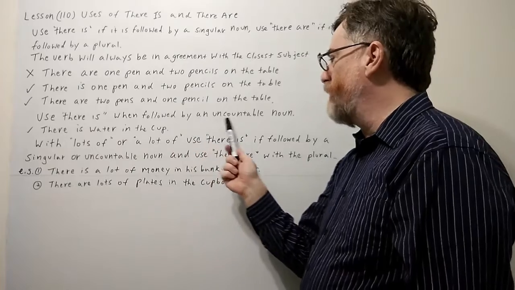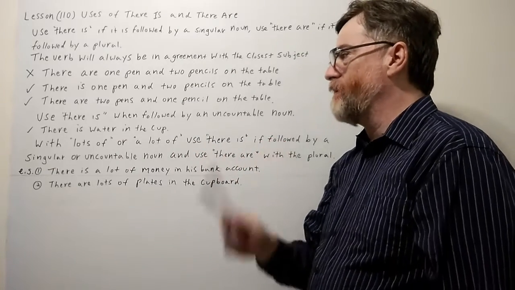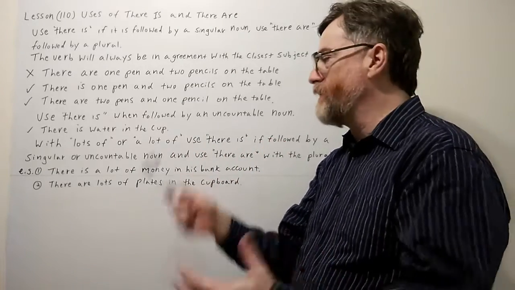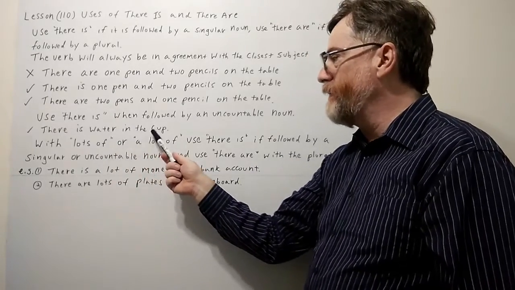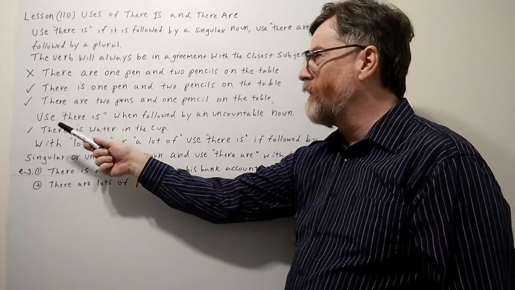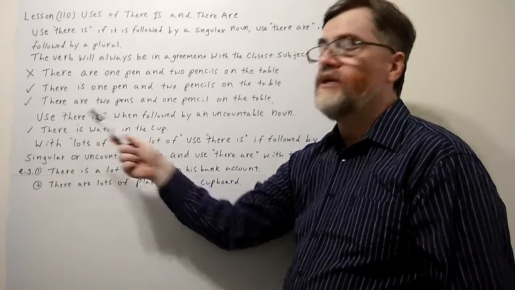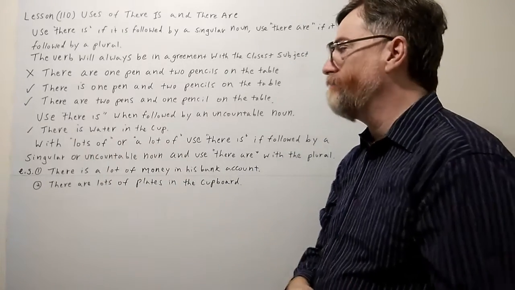Okay. A few other things that sometimes people might question about this. Use there is when followed by an uncountable noun. So, just to give you one example here, because I think most students know this: there is water in the cup. Water is uncountable, so therefore you use there is, not there are.